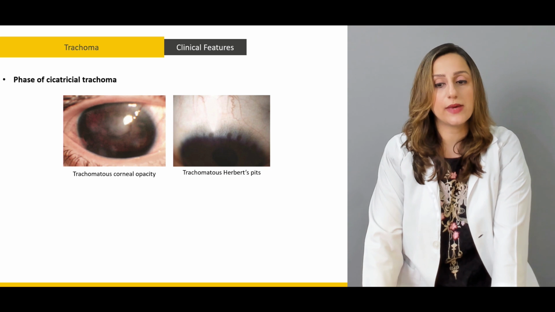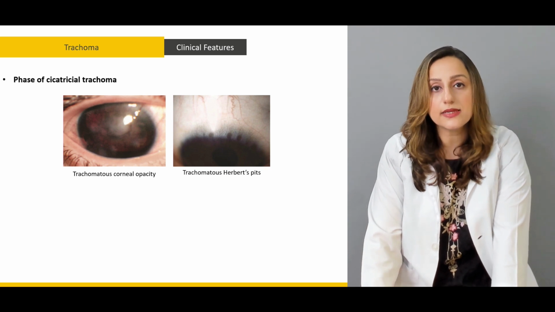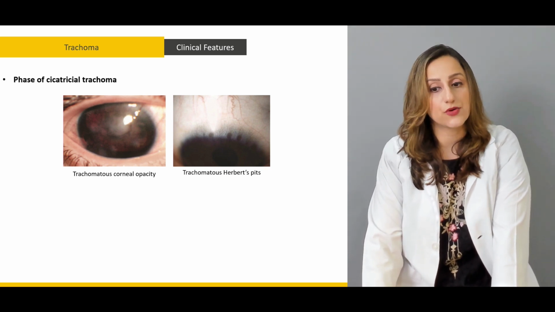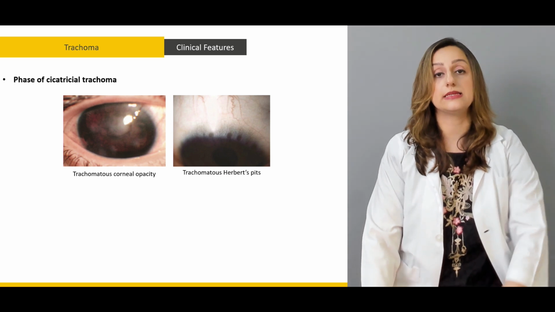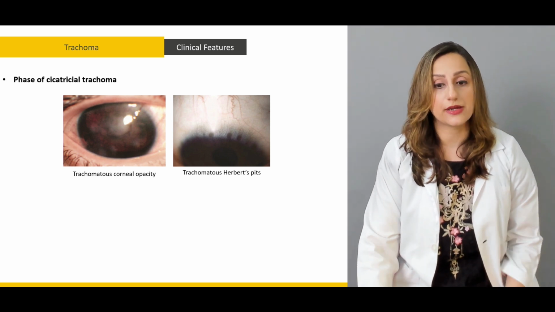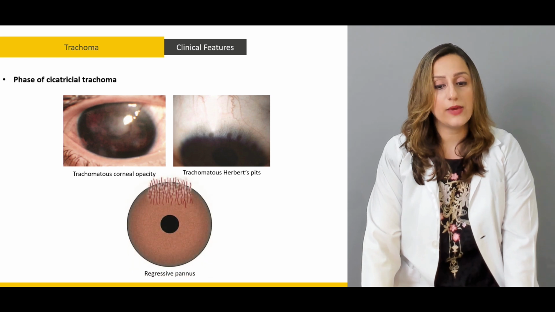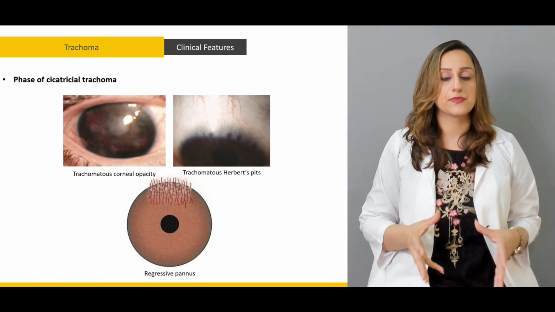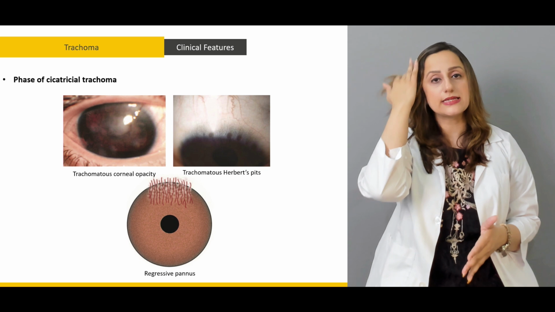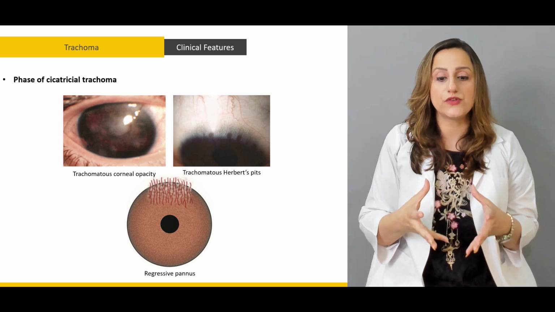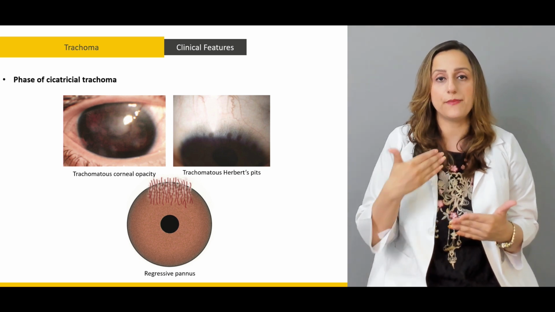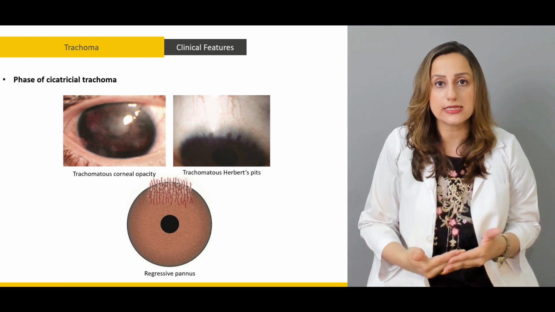Then we have the trachomatous Herbert's pits. It's again the damage to the epithelium that is occurring in the conjunctiva. It is the bulbar conjunctiva that we're talking about over here. And then we have the regressive pannus. So it's basically the phase of the cicatricial trachoma that you can see over here. It's giving rise to the opacities, that is the HB bodies.